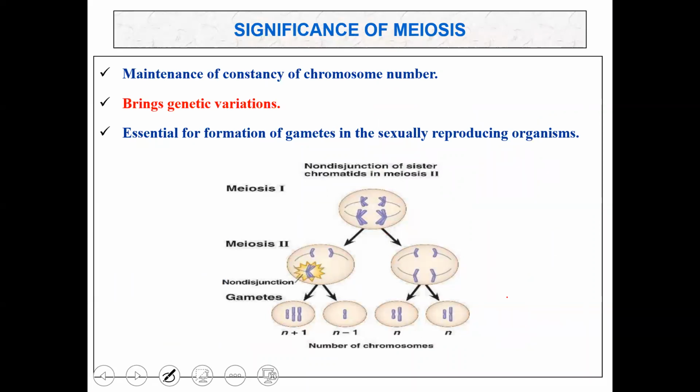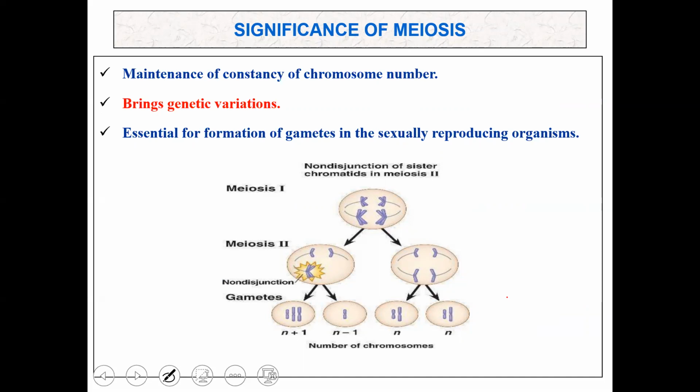Looking into the significance of meiosis, just like mitosis, maintenance of constancy, as I told you earlier, is one of the most important aspects of meiosis. The constant number of chromosomes has to be maintained from the parental cell to the daughter progeny. And due to this constancy in the number, it may lead to genetic variations.